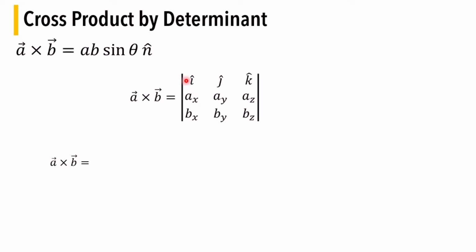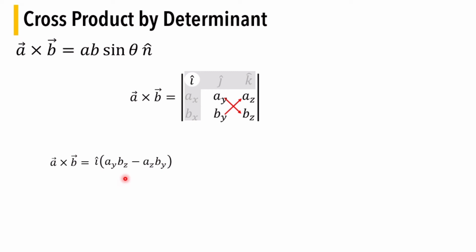So first, in general, we take the first row, and the first element of that is i. So we write i here and block off the first row and first column. We are left with this. Then we multiply them diagonally, from left top to bottom right, and then from bottom left to top right, with a negative sign between them. So ay bz minus by az, we write like this here.